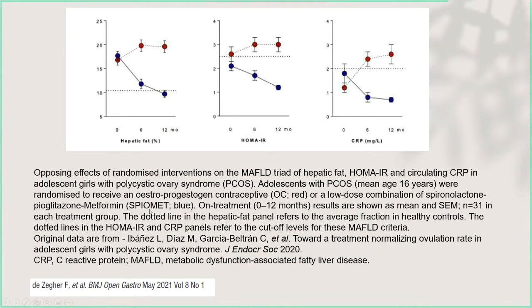The pioglitazone dose is very low, only 7.5 milligrams, and the metformin was 500 milligrams. So it's a low dose of 3 different drugs. We don't use much pioglitazone for PCOS, but in this population they were lean. When they stopped the treatment and looked at ovulation rates, they actually had a higher ovulation rate with this combination medication.